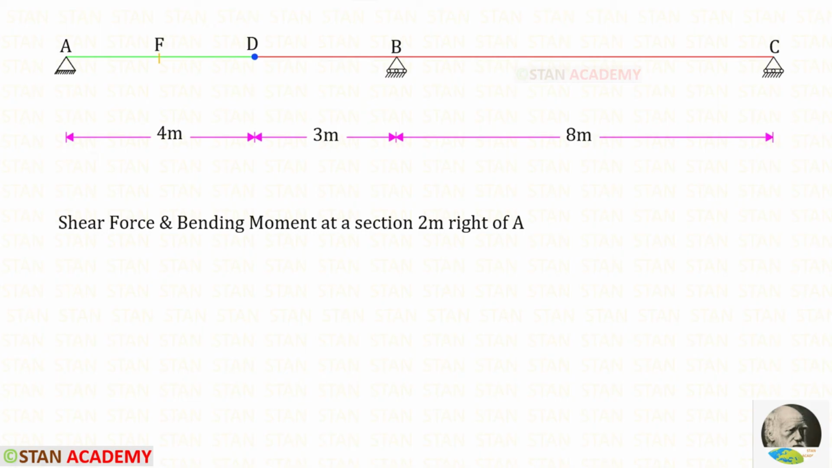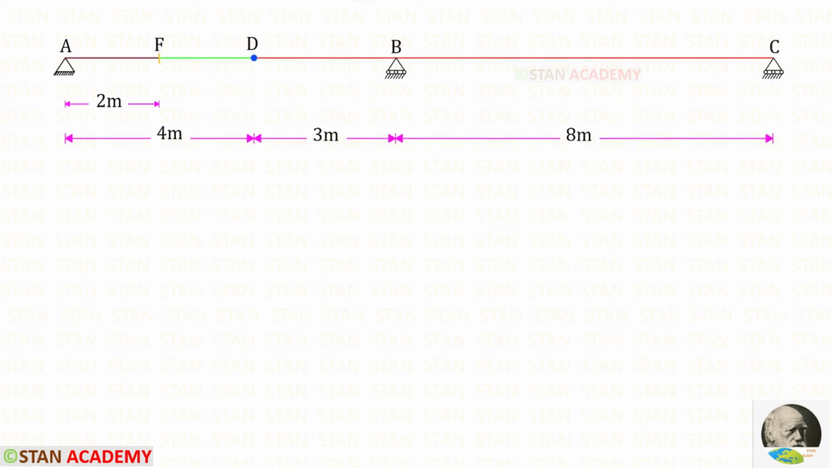Now we are going to draw the ILD for the shear force and bending moment at a section 2 meter right of A. Let us keep this point as F. Now we have to split the segment AD into two parts, AF and FD. You can see that for AF I have given different color. Now there are three segments AF, FD and then DBC.